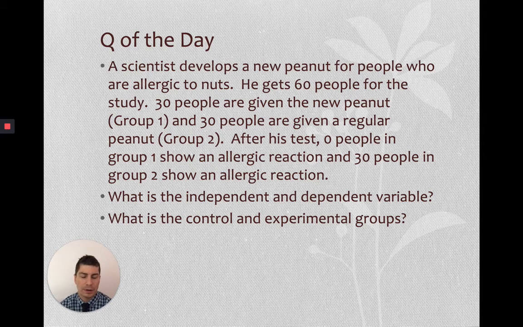What are the control and experimental groups? Well, the control group, if you guys remember, we know the outcome of this. So we don't know what's going on with this new peanut. But the regular peanut, if you're allergic to peanuts, you're going to have an allergic reaction if you eat a peanut, right? So our control group is group 2, the regular peanut group. Our experimental group is going to be group 1, because we don't know what's going to happen with that new peanut. We don't know if people are going to have an allergic reaction or not, okay? So again, control group, group 2, the one with the regular peanuts. Experimental group, group 1, the group with the new peanuts.